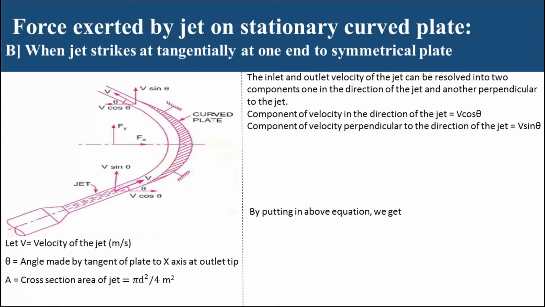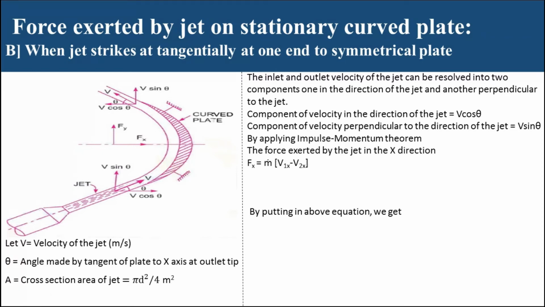So this component of velocity v is resolved into two components, v cos theta and v sin theta. Now we will apply the impulse momentum theorem. We know the force exerted by the jet in the direction of the jet, that means the x direction, Fx equals m dot into (v1x minus v2x), or initial velocity minus final velocity. Here m dot is rho a v.